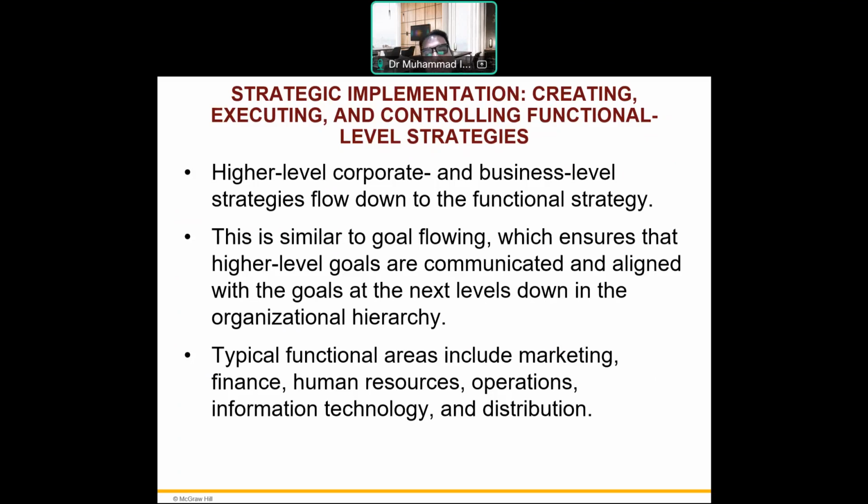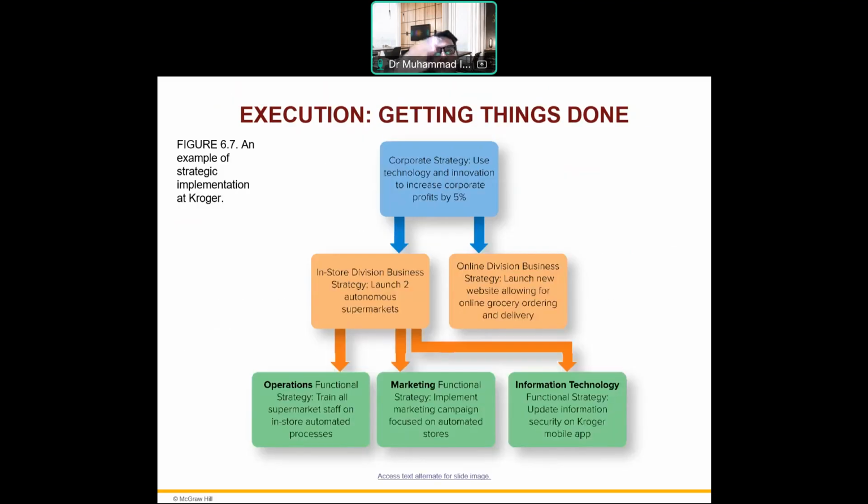Typical functional areas include marketing, finance, human resources, operations, information technology, and distribution, like supply chain and procurement. Here is a pictorial demonstration. Corporate: use technology innovation to increase corporate profit by 5%. In-store division business strategy: launch 2 autonomous supermarkets. Online division business strategy: launch a new website allowing for online grocery ordering and delivery. So these are the corporate and business levels.